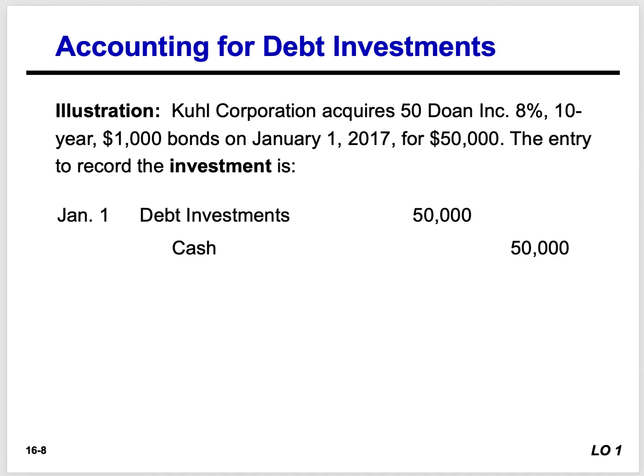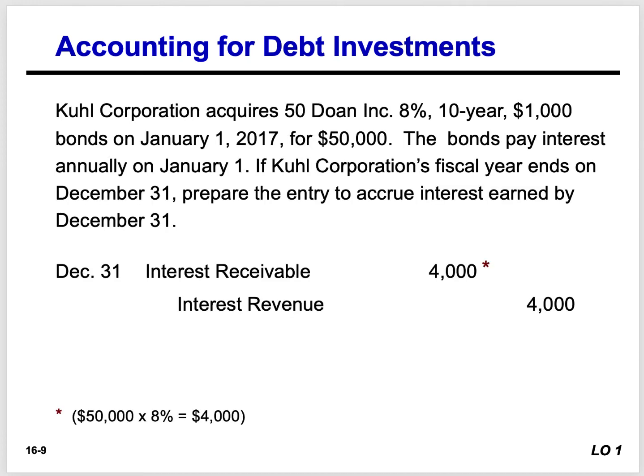Cool Corporation acquires 50 Doan Incorporated 8% 10-year $1,000 bonds on January 1st, 2017. The cost of this is $50,000. We need to record the acquisition of the bond. Very easy to do. Debit debt investment, credit cash for $50,000. Now, they tell us that this bond pays interest, 8%. It's a 10-year bond. The bond pays interest annually on January 1st.